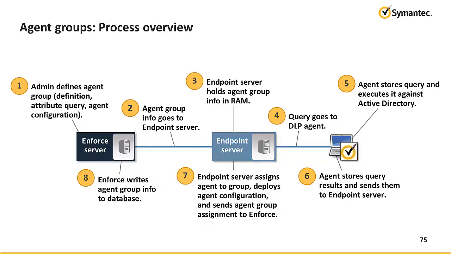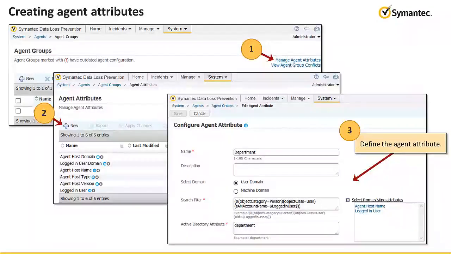You can define several different agent group types from the System, Agents, Agent Groups page in the Enforce Administration console. Agent groups can be based on agent attributes, endpoint server name, or endpoint host name. The predefined agent attributes are agent host domain, agent host type, agent host version, logged in user, and logged in user domain. You can create new agent attributes by clicking Manage Agent Attributes on the Agent Groups page and clicking New. For details on how to create new agent attributes, refer to the online help in the Enforce Administration console or in the Symantec DLP Administration Guide.